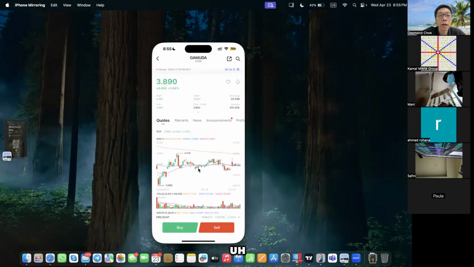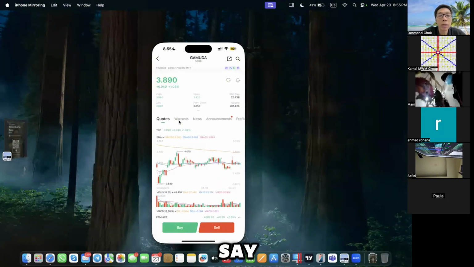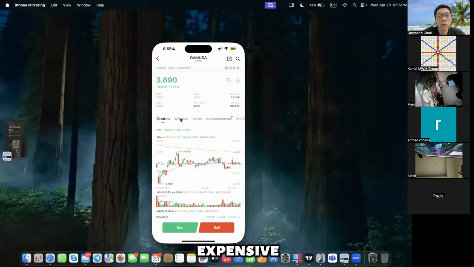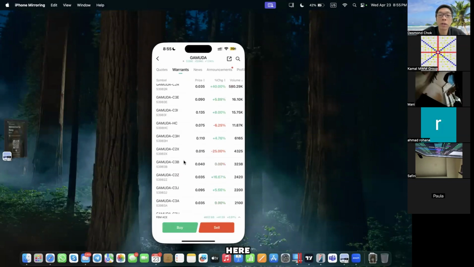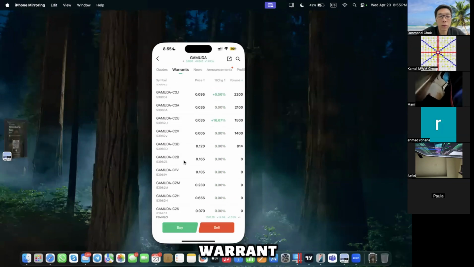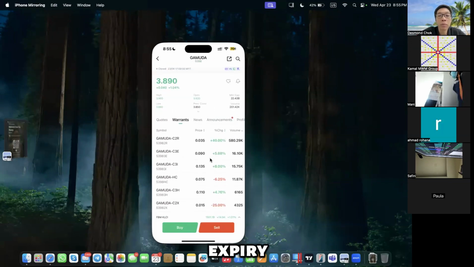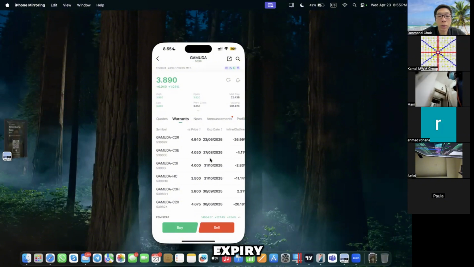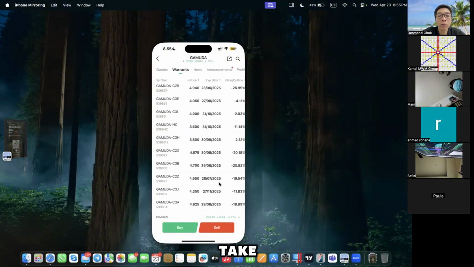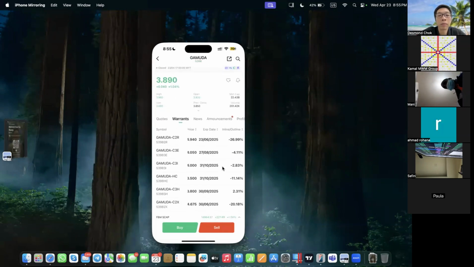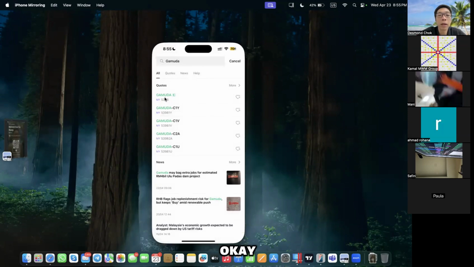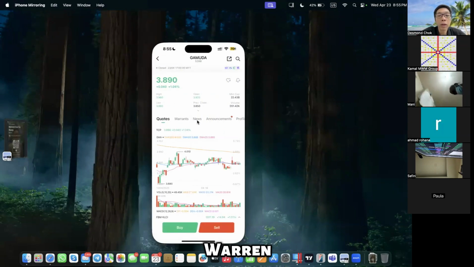Okay, then for Gamuda, if let's say maybe you say the buy price is quite expensive, so I want to trade the warrant also can. You need to check what kind of warrants here lah. So you can select the warrant here, but be careful on the expiry date lah. Just make sure on the expiry date. If you scroll down, don't take those near to expiry date. It's quite risky to do that. Okay, warrant. Then this one news.